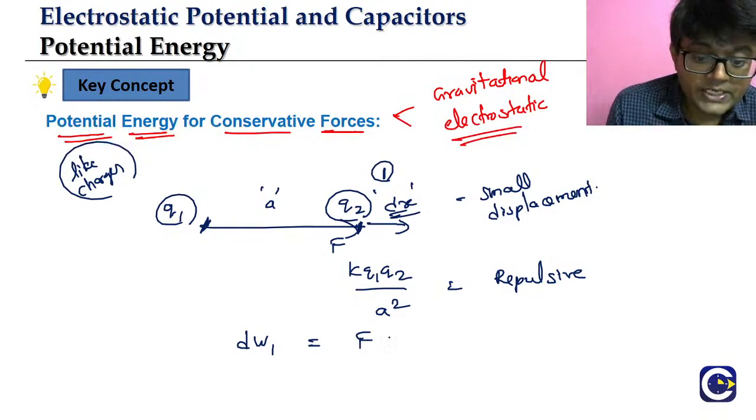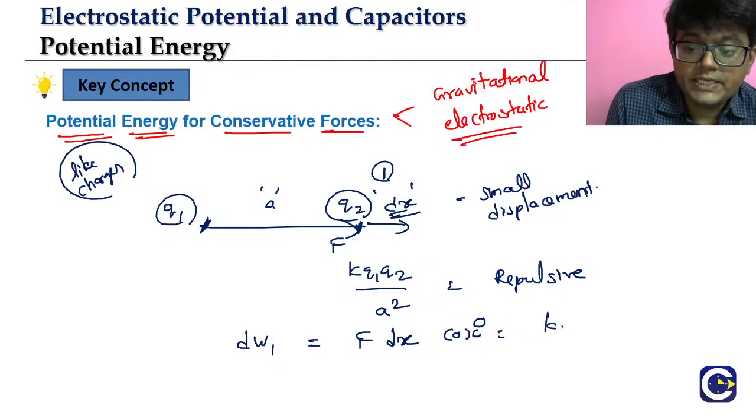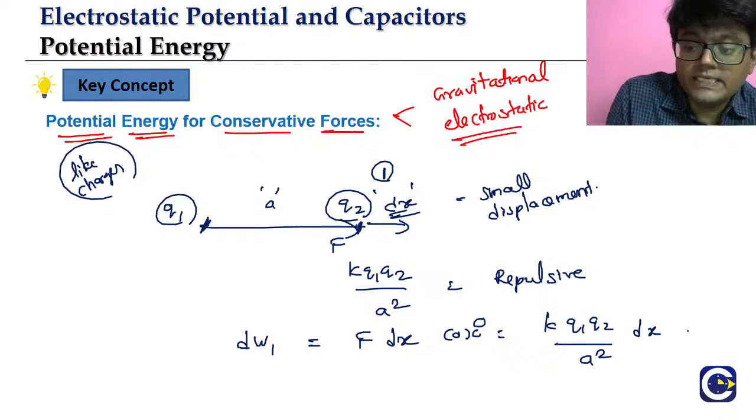So it will be f into dx into cos 0. What is it? k q1 q2 by a square into dx. Okay?